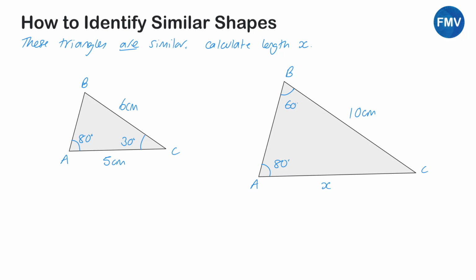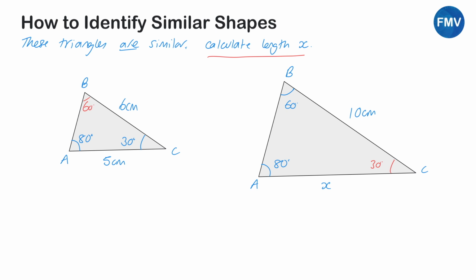So we can see that angle BAC is 80 degrees, and angle BAC is also 80 degrees. We've been told that they're similar, so angle CBA is 60, so angle CBA must be 60. They have to be the same. And therefore, this one over here would be 30 degrees. We're not asked to do the angles here though, so we didn't need to do that. I was just showing you that. We're asked to find the length of x.